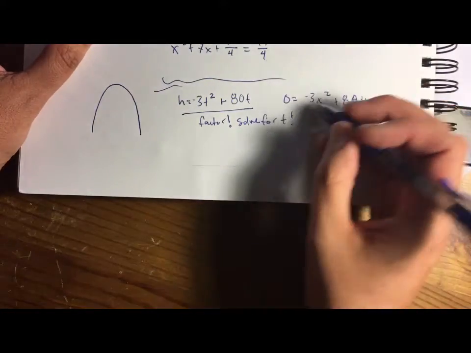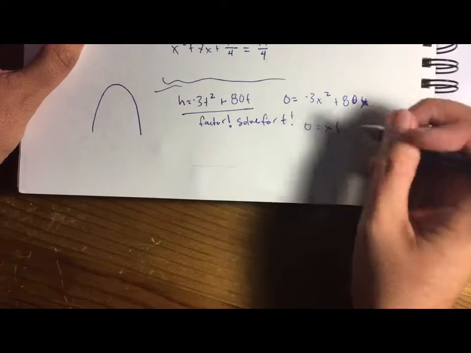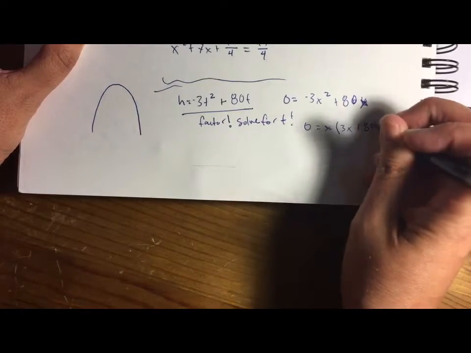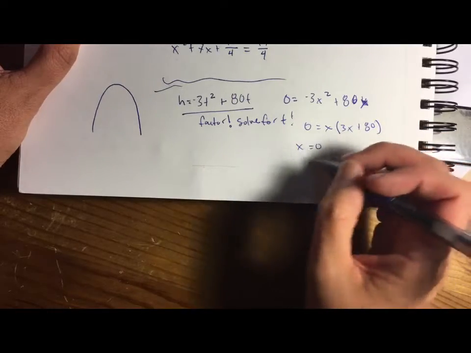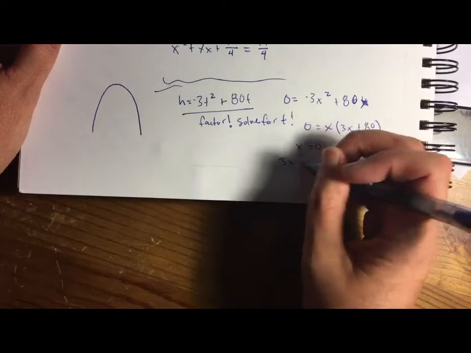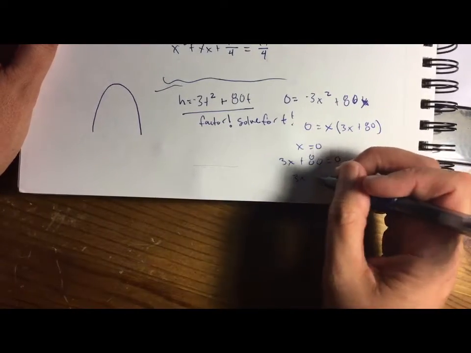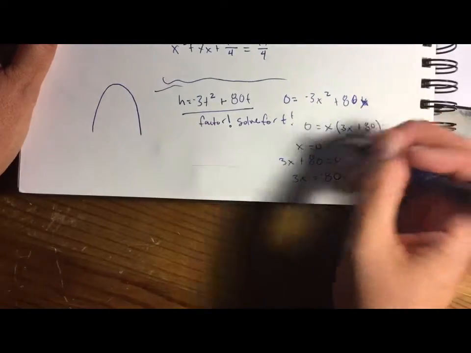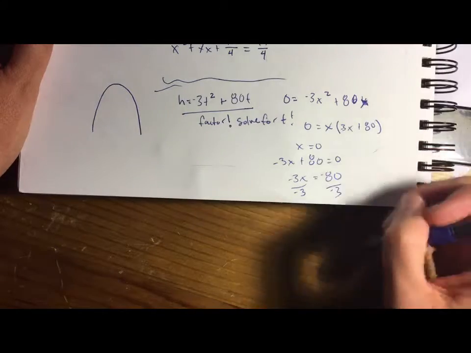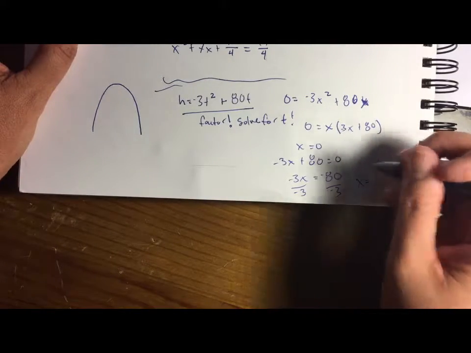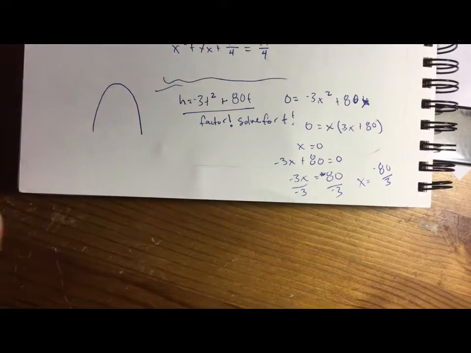We can divide both of these by x at first, so we get 0 equals x times (negative 3x plus 80). Now we set these equal to 0, so x is 0, and that one's gone. Then negative 3x plus 80 equals 0, so 3x equals 80. Divide both by 3, and your answer is 80 over 3.